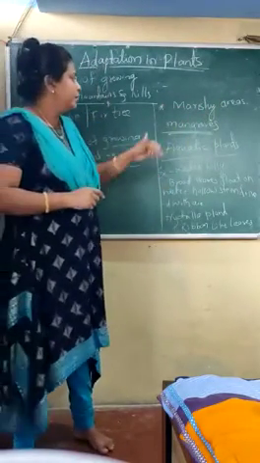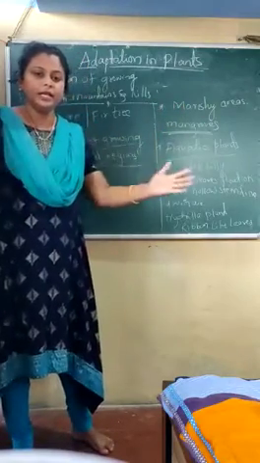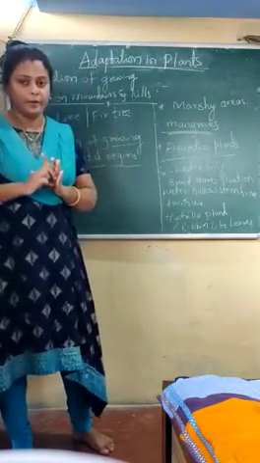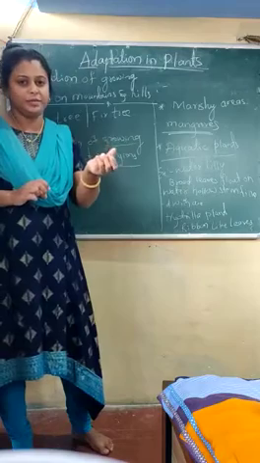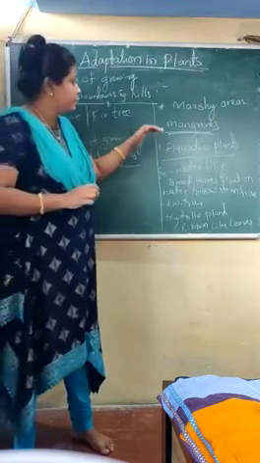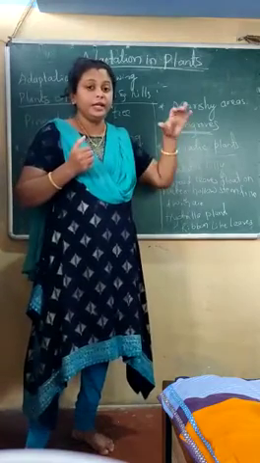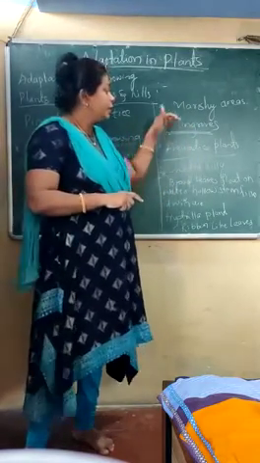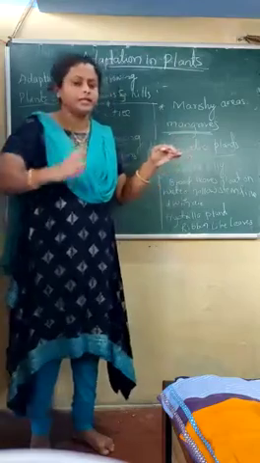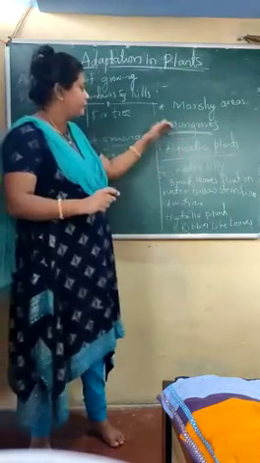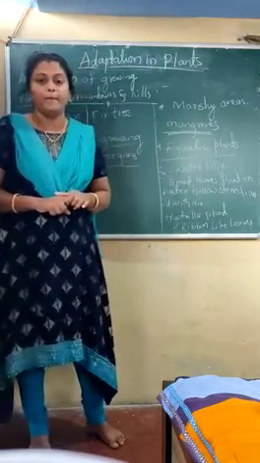Marshy area means the area that is always filled with water. There the soil will be very sticky, and there will be very little air inside the soil. The plants that grow in this area, we call them mangroves.